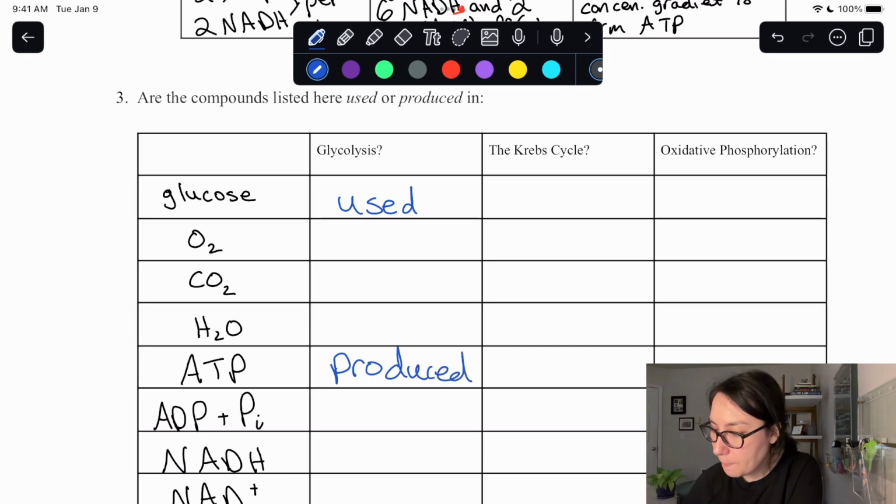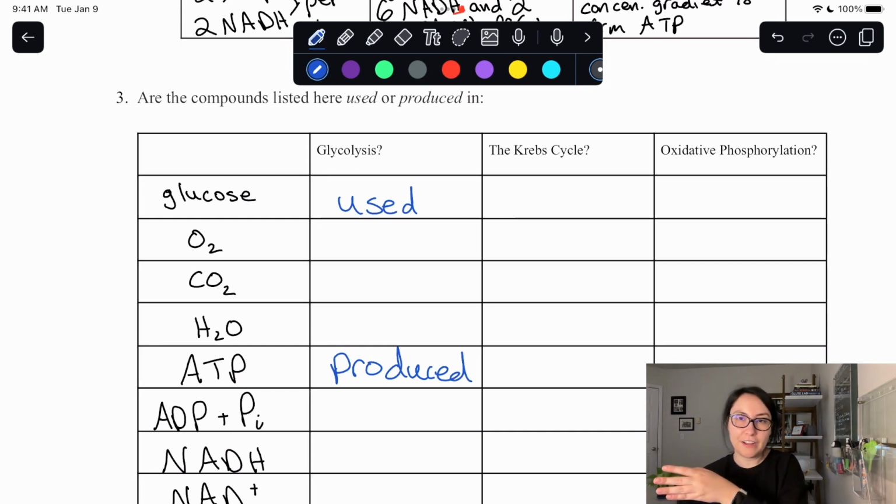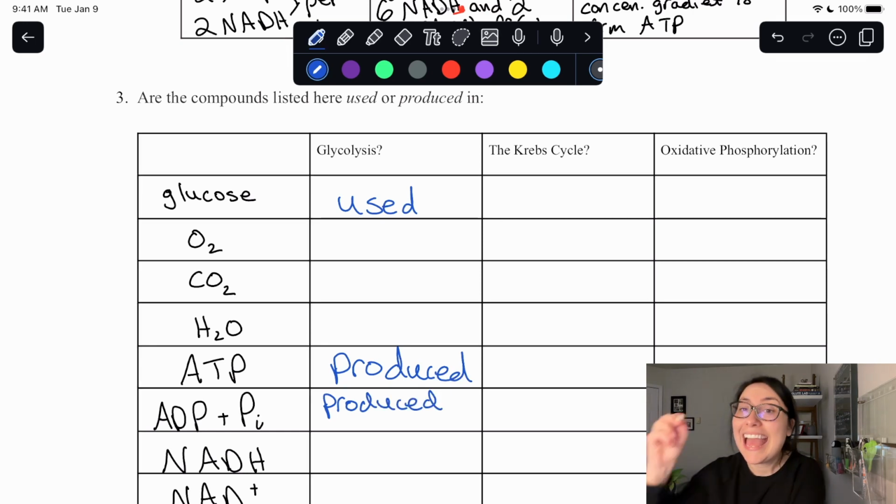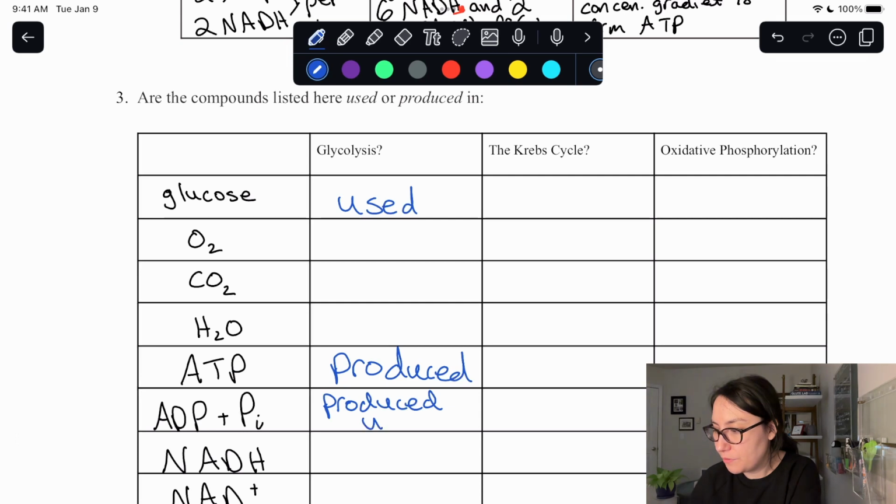In terms of the ADP to P, it is produced because, in order to create ATP, you have to have ADP. So if it helps me to say adenosine triphosphate versus adenosine diphosphate, let me know, because sometimes just saying the initials is really confusing. So this is produced, because it's produced in glycolysis and used. So it's both produced and used, because you have to use the adenosine diphosphate to create the adenosine triphosphate.